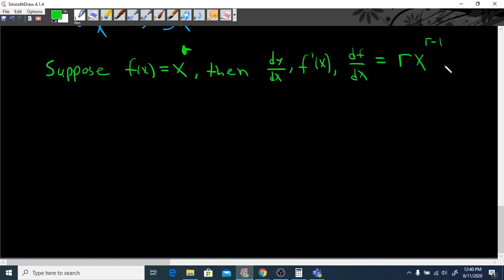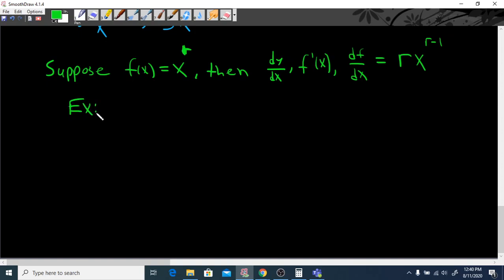And you should have discovered it several times by now by running it through the definition of the derivative. From this point forward, we do not have to run these through the definition of the derivative. We can just make use of this pattern. The exponent comes down and is reduced by 1. So, let's do an example.